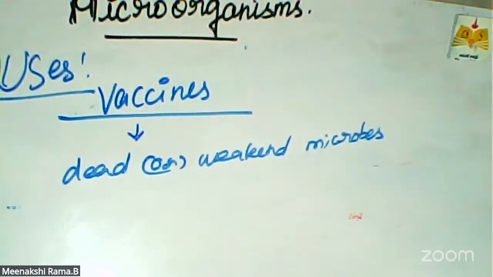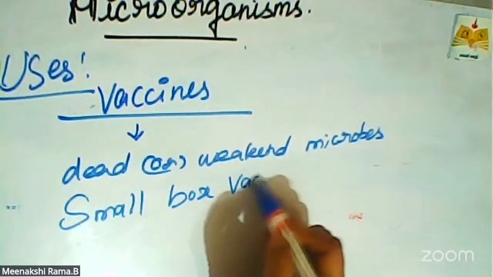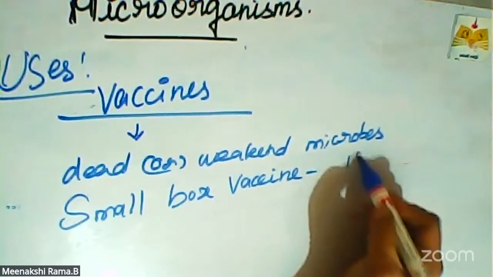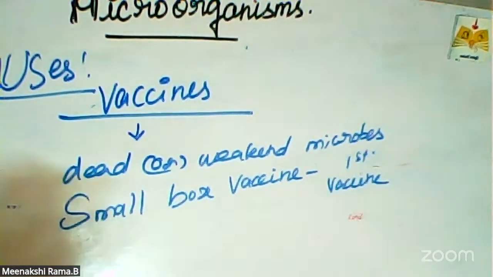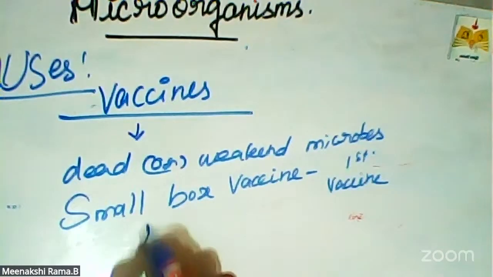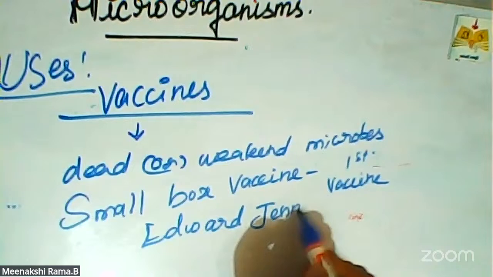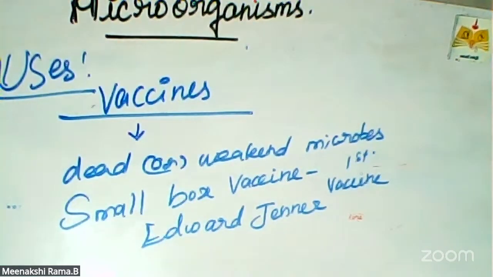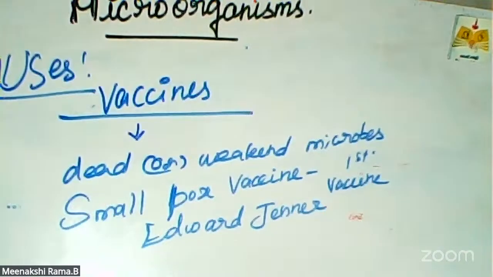So Edward Jenner was the first person to discover the smallpox vaccine. The smallpox vaccine is the first vaccine. Okay. What is the first vaccine? Which disease? Smallpox. Who discovered it? Yes, Edward Jenner was the first person to discover the smallpox vaccine. Okay, the smallpox vaccine is the first vaccine.